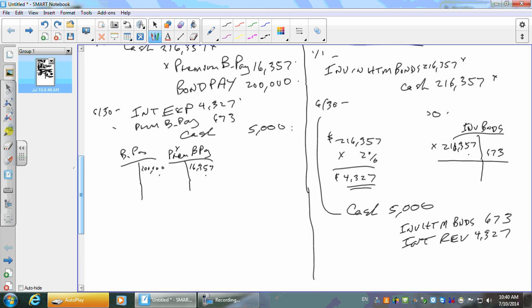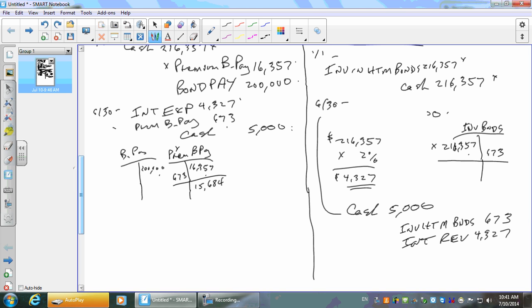Tell me what the carrying value is now. This 673 comes out of here, doesn't it? Okay, what's 16,357 less 673? 15,684. So it looks like it's 215,684. Everybody agree with that? That's the new carrying value starting the next 6 months.